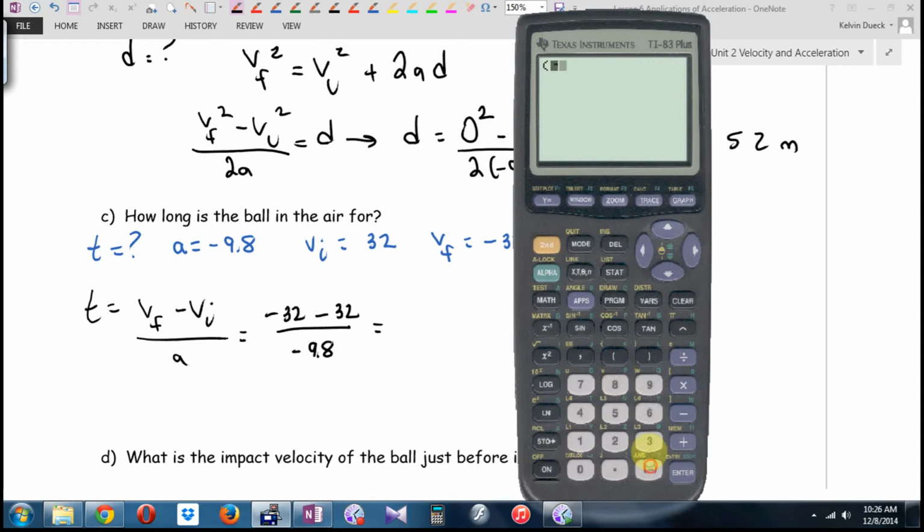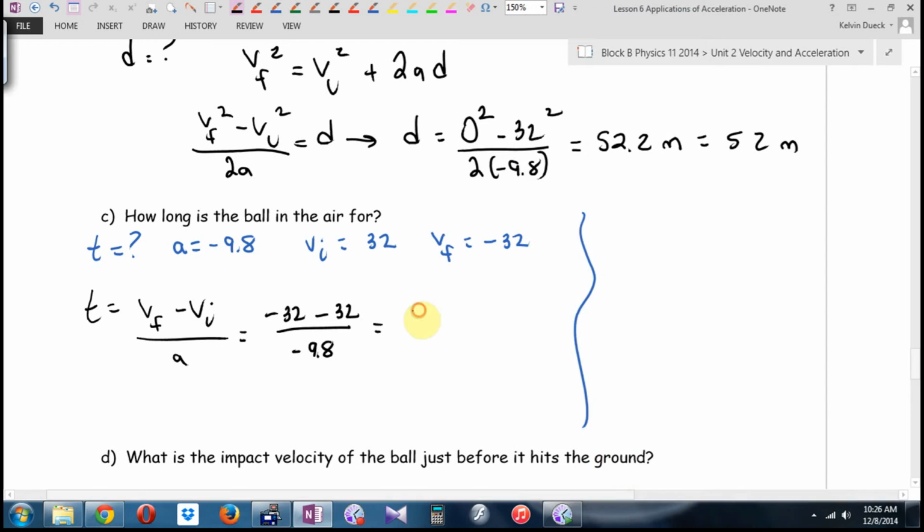Bracket, negative 32 minus 32. Time of flight. How long is it in the air for? 6.53. I'll go 6.5 because I think I should go to 2 sig figs. 6.5 seconds. That is one way to do this.